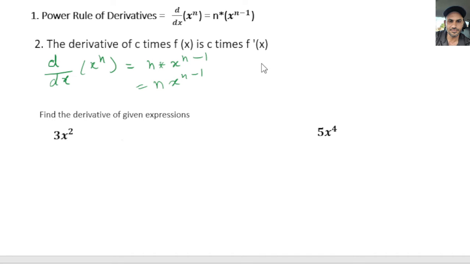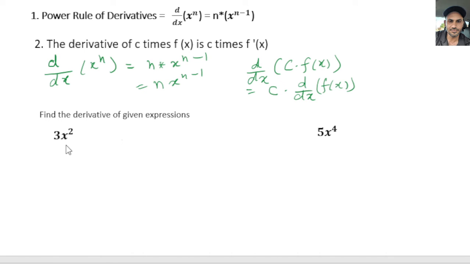And the second one is when we take the derivative of a constant times a function, the constant comes out of the derivative, so we have c times d over dx of f of x. Okay, and then you can take the derivative of this right here. All right, let's go ahead and work out a couple of problems here.